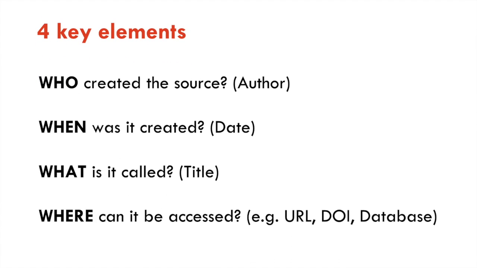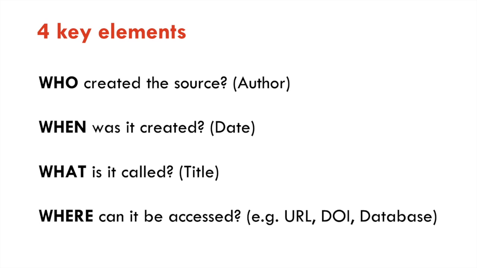There are 4 key elements that you need to remember. Who created the source? The author. When was it created? The date, and this is usually just the year. What is it called? What's the title of the source? And where can it be accessed? And this isn't just, is it a URL, a digital object identifier, or a database, but also did it come from an academic journal?